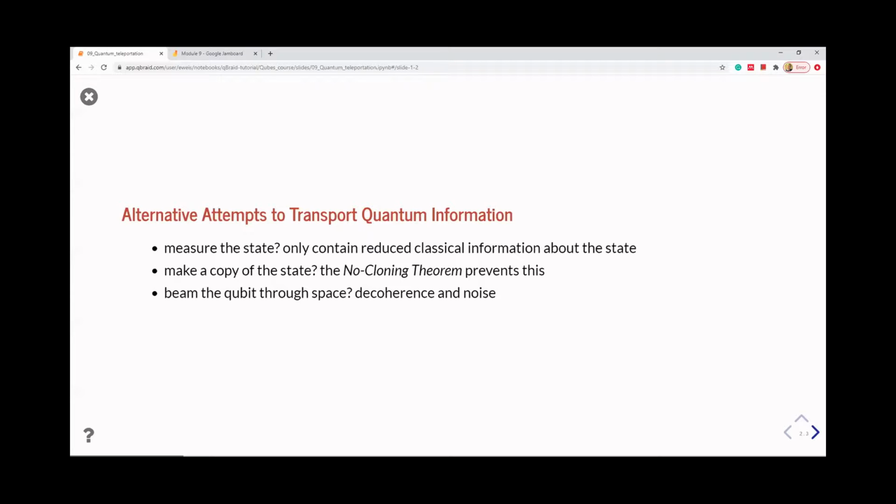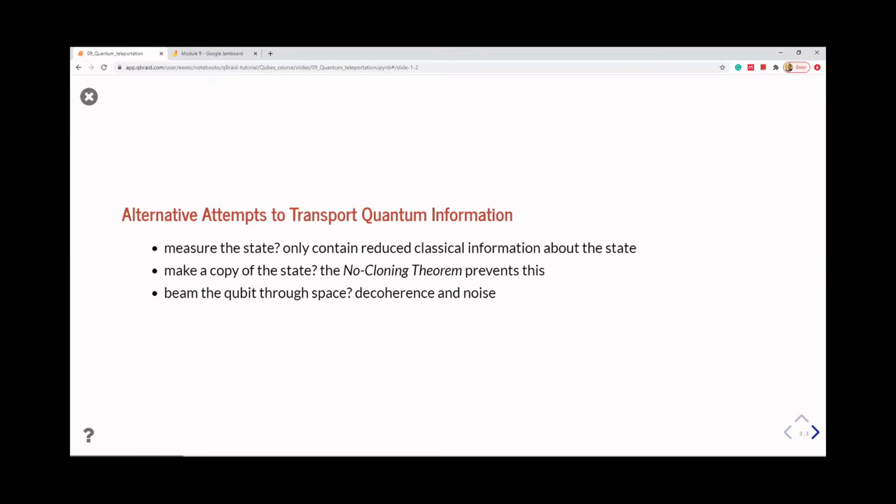Okay, so what if you were to try to teleport something using this bell pair? What could you try to do? Well, one way to do it would be to measure the quantum states that you're trying to send, and just send across the classical information of the measurements. You could do that, but you would certainly lose some information. Remember that when we make a measurement, we're reducing the amount of information we have to just a classical bit. So that's not going to work.